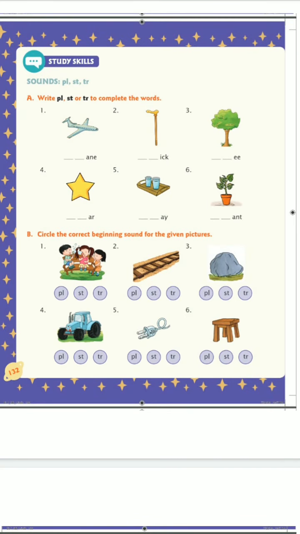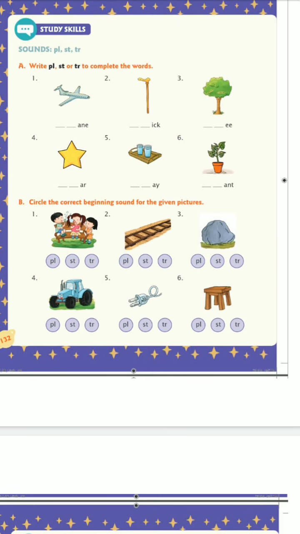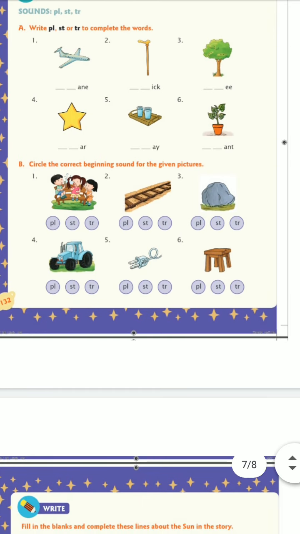The next one is to circle the correct beginning sound for the given pictures. There are some pictures given to us. You have to identify which picture it is and which sound it starts with. You have to tick that sound. Like the first one is children are playing, so it starts with play. Play starts with PL, so you will tick PL. Similarly, you have to do all these.